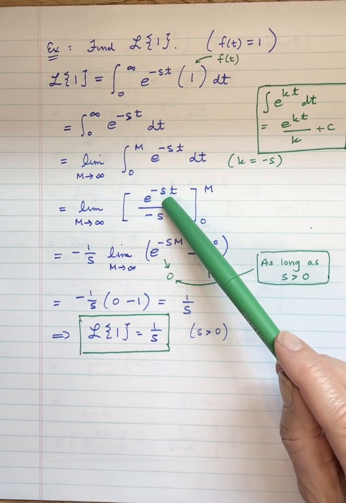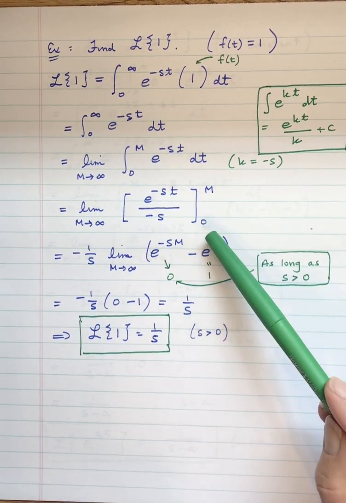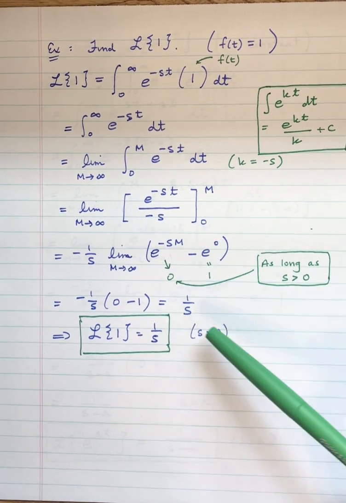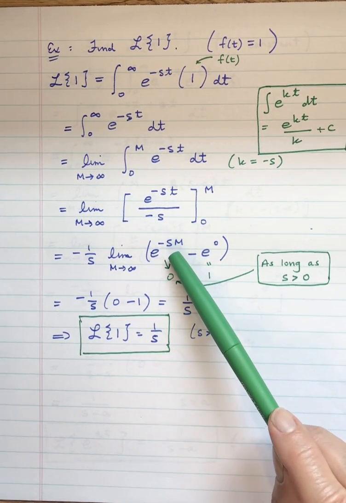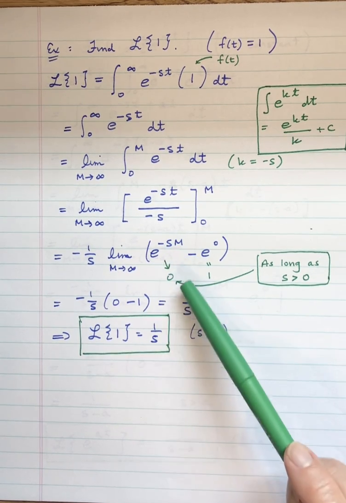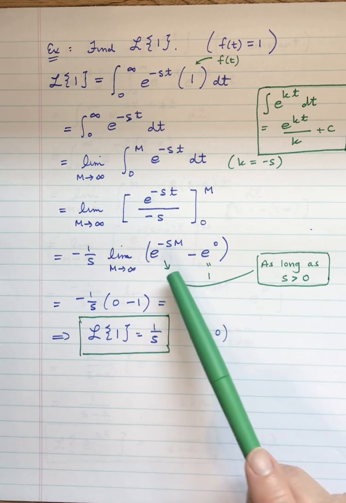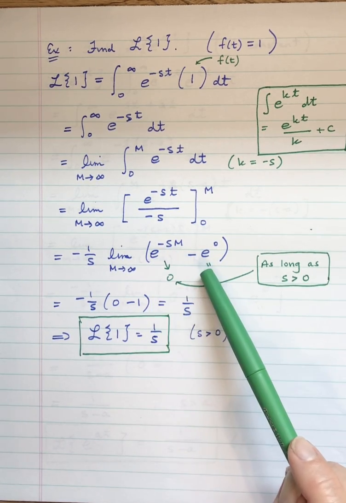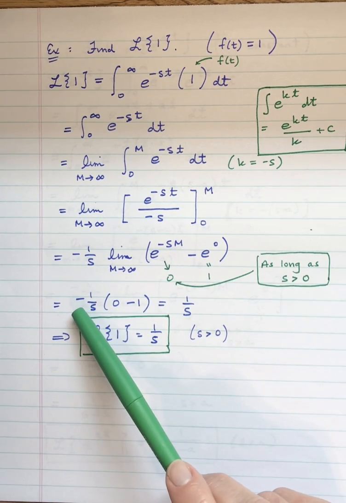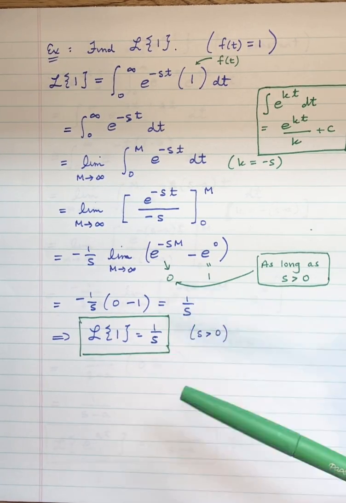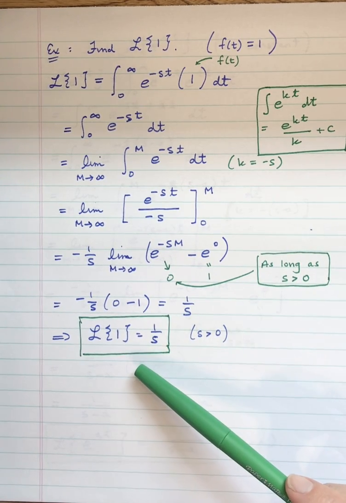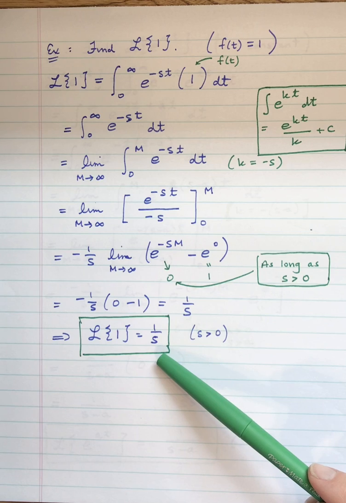So we'd have e to the minus s times m, and then minus e to the 0. Again, as long as that s is positive, e to the minus sm goes to 0, e to the 0 is 1. So in here we just have 0 minus 1, which is negative 1. Multiplying by the minus 1 over s out in front gives 1 over s, as long as s is positive. So the Laplace transform of the function 1 is just 1 over s. See, this is that function of s we were talking about. So anytime you take a Laplace transform of a function, it comes out to be a function of s.